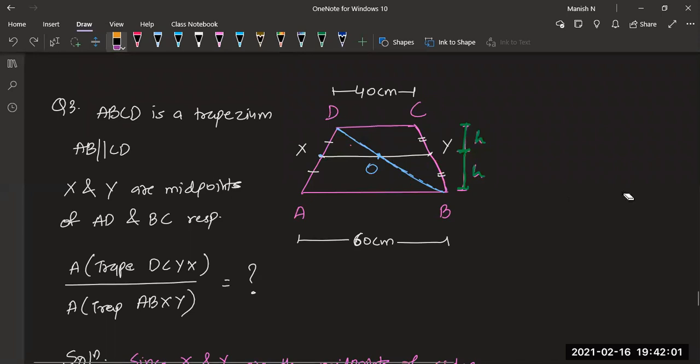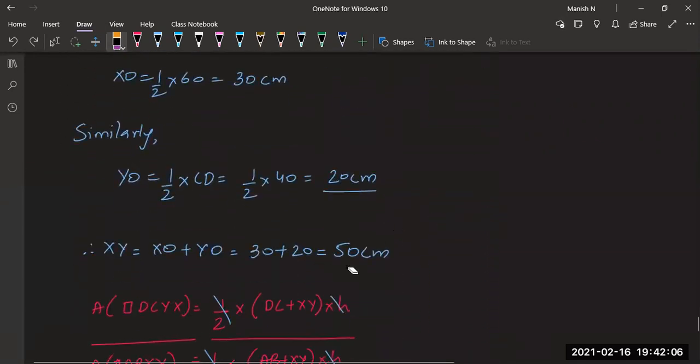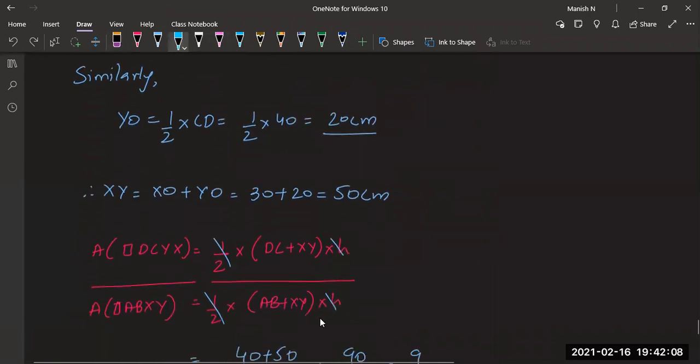So XY is now 50, and we can now find the ratio of their areas. That is half into DC plus XY into H, over half into AB plus XY into H, using the formula according to theorem 4, that is, the area of a trapezium is half into the sum of parallel sides into height. The height here is the same because X and Y are the midpoints, right? So the half gets cancelled, H gets cancelled.